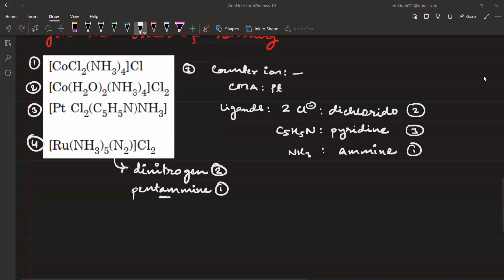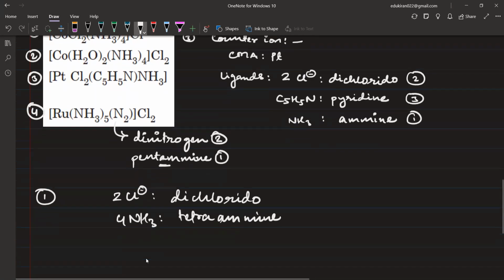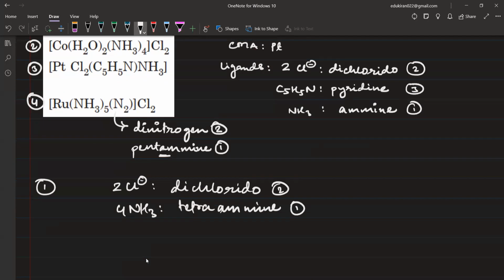See the first one. In the first one we have 2Cl negative, that is dichlorido. Then we have 4NH3. This will be tetraammine. Now which should we write first? Tetraammine first, then dichlorido.